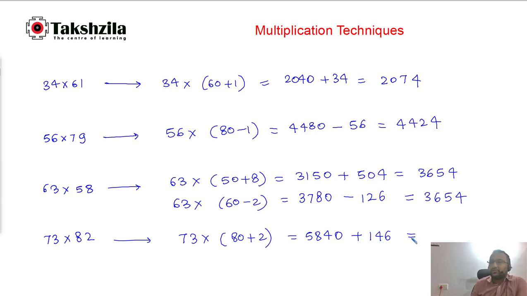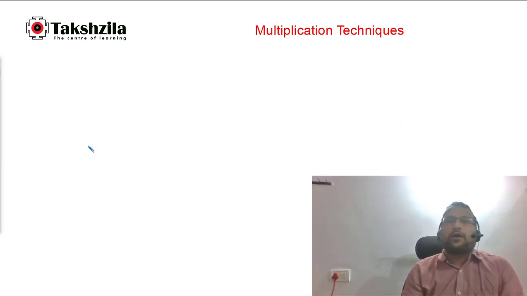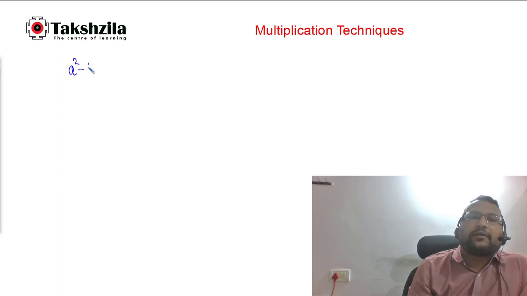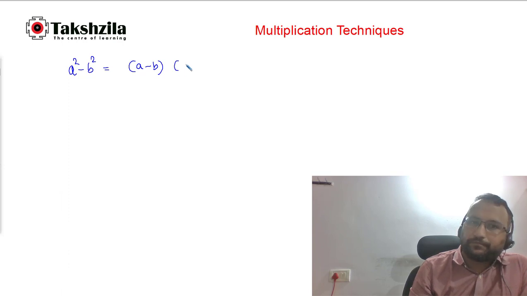Let's add this. This addition is going to be 5986. This is how we can multiply two numbers in this manner as well. Now there is one more method. Let me show you. One formula everyone must be knowing. Which formula am I talking about? A square minus B square is equal to A minus B into A plus B.